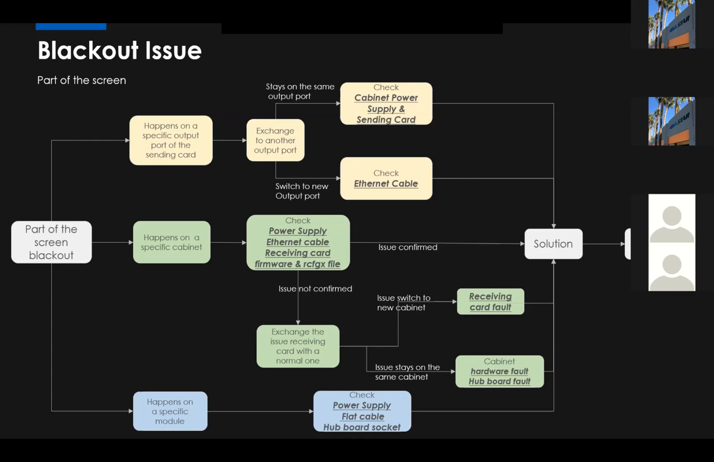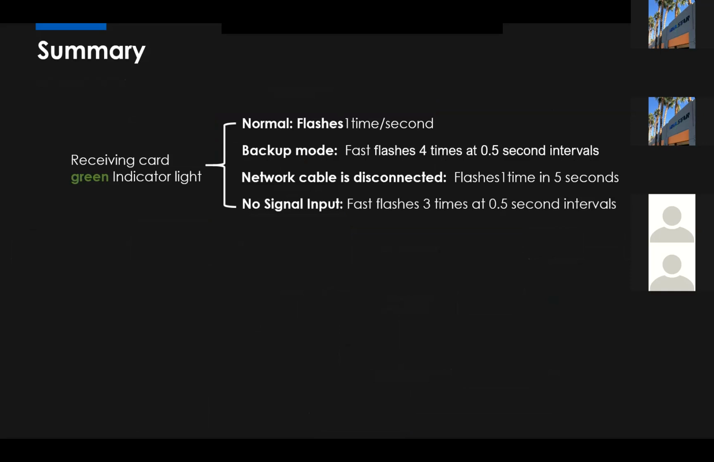Let's say the summary of the blackout. The most important thing is the receiving card gray indicator light. Normal is flashing 1 time per second, and backup mode flashes 4 times per half second. Let's say those are the things.